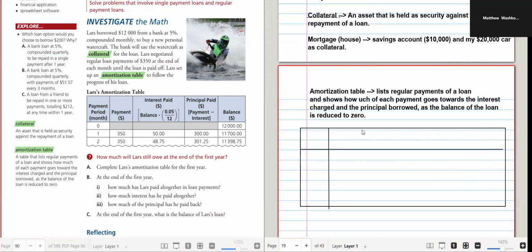So that's the month. Here's the payment. Here's the interest paid. Here's the principal paid, and here's the balance. Right, so here's the month, here's the payment. Here's the interest paid. You can see there's a formula there, which we'll get into in a second. Here's the principal that's paid, and here is the balance remaining. Okay?